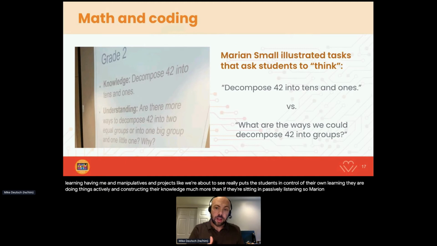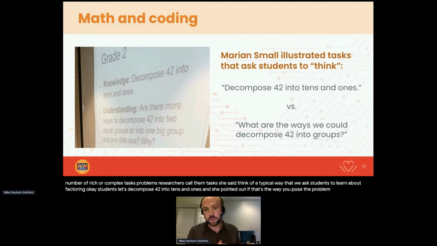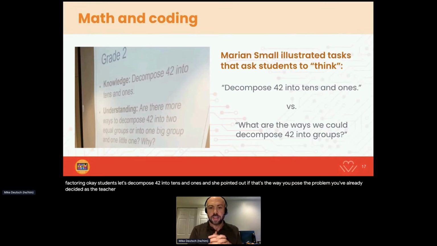So Marion Small showed us a number of rich or complex tasks, problems. Researchers call them tasks. She said, think of the way that we ask students to learn about this. Okay, students, let's decompose 42 into tens and ones. And she pointed out, if that's the way you pose the problem, you've already decided as the teacher that there are tens here and there are ones here. And those are the multiples I want you to attend to. That's what I want you paying attention to.